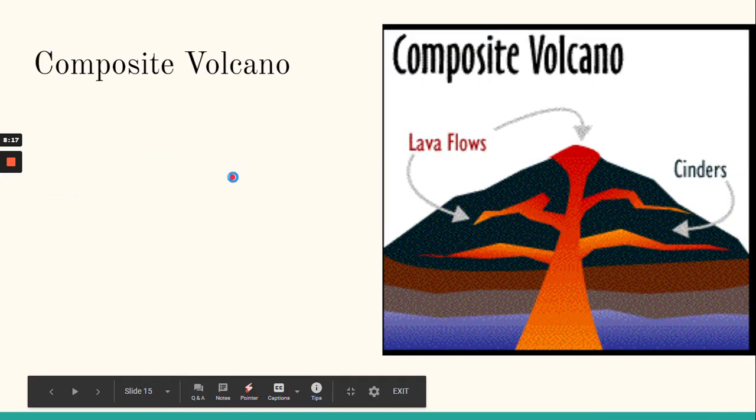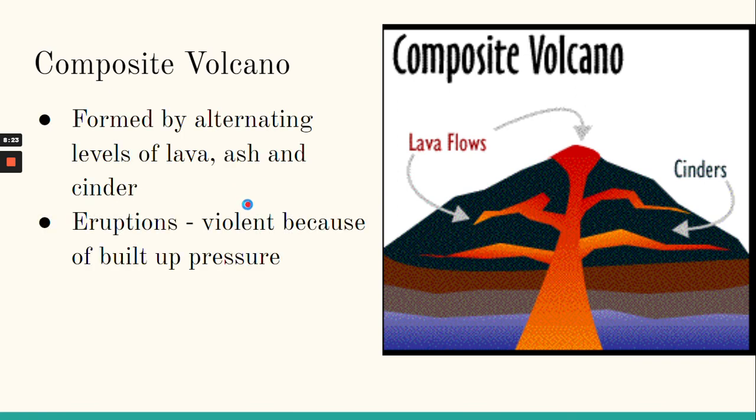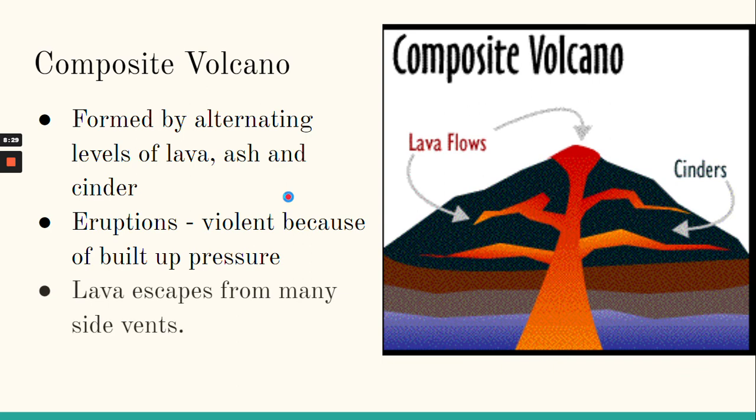So the next type of volcano we have is a composite volcano. This is formed by alternating levels of lava, ash, and cinder. The eruptions are very violent because of the buildup of pressure, so these are actually more violent than the previous volcanoes. And lava escapes from many side vents. So unlike the cinder cone volcano, which only escapes from the top, we have lava flows on these side vents, which are things that kind of go over to the sides.